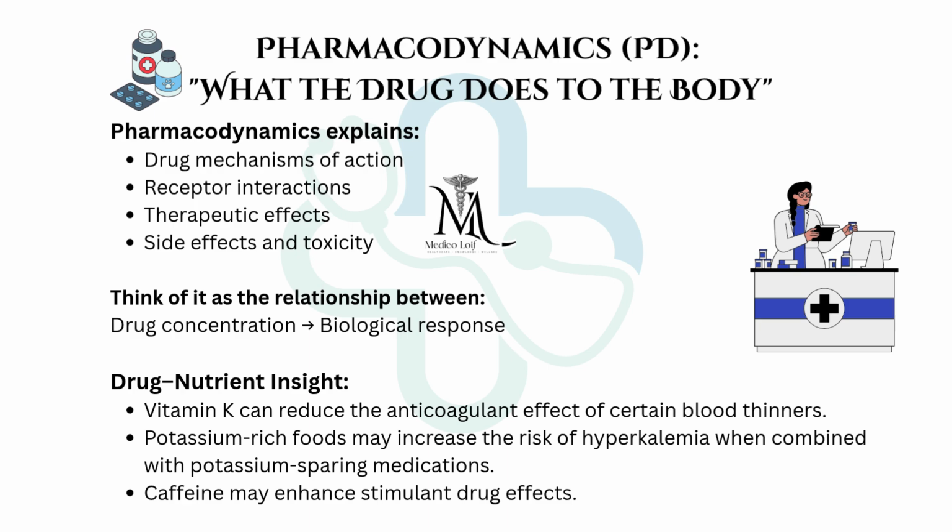Drug-nutrient insight: vitamin K can reduce the anticoagulant effect of certain blood thinners. Potassium-rich foods may increase the risk of hyperkalemia when combined with potassium-sparing medications. Caffeine may enhance stimulant drug effects.